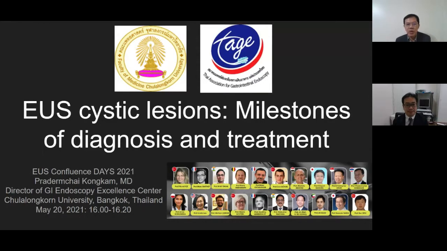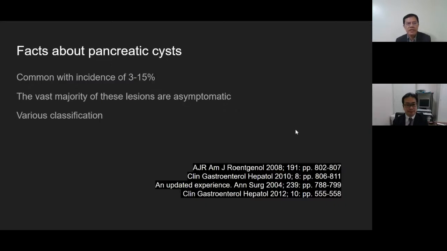Because some of the audience of this conference might be beginners in the endoscopic ultrasound world, let me start with some background about pancreatic cysts. Most of us know very well that the detected incidence of pancreatic cysts has been increasing. It's not truly increased, but because we do more screening and surveillance imaging, we detect more cystic pancreatic lesions. The true incidence is around 10 to 15%, and the vast majority are asymptomatic, incidentally identified by various kinds of imaging.